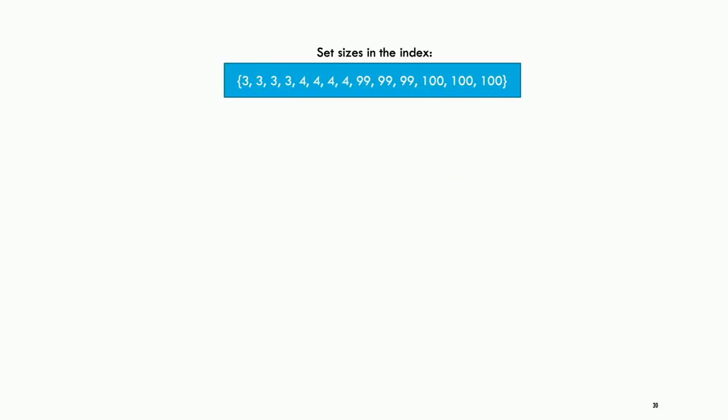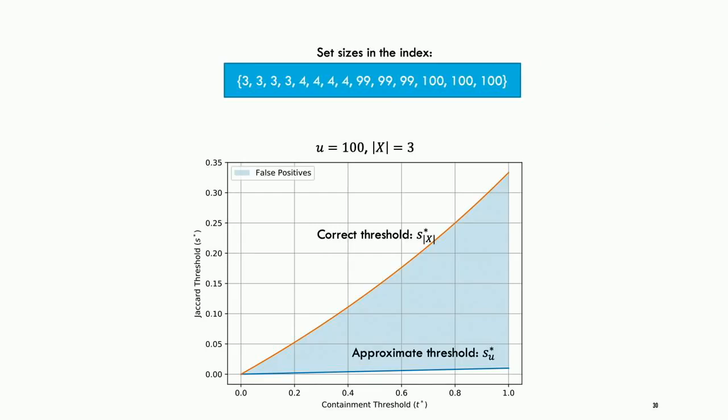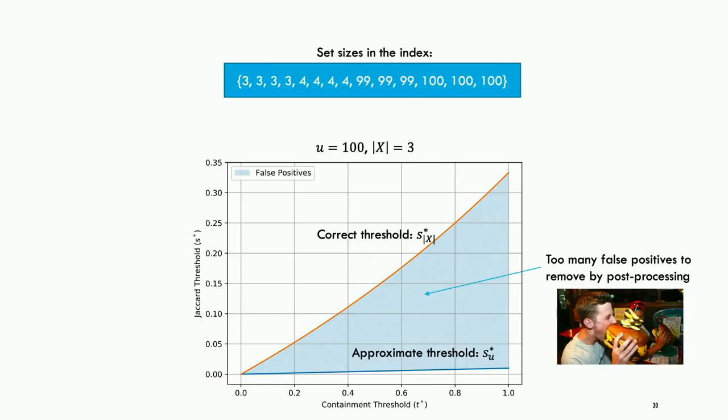I can show you using a small example here. Let's say I have an index and it has different set sizes in it. There are some small sets and there are some large sets, and the maximum set size is 100. So for a set with size 3, the false positive area is really large. That's not good. It means that we're going to get a lot of sets in our post-processing step.